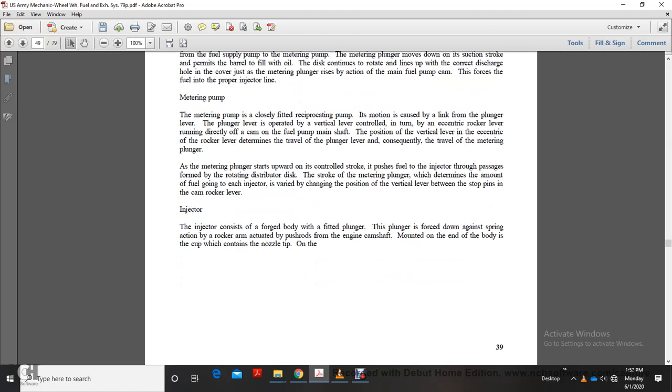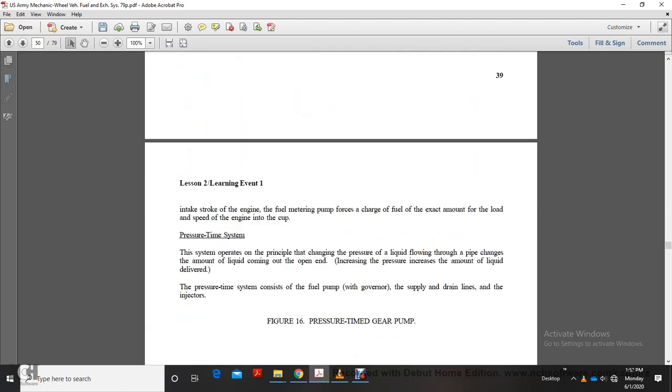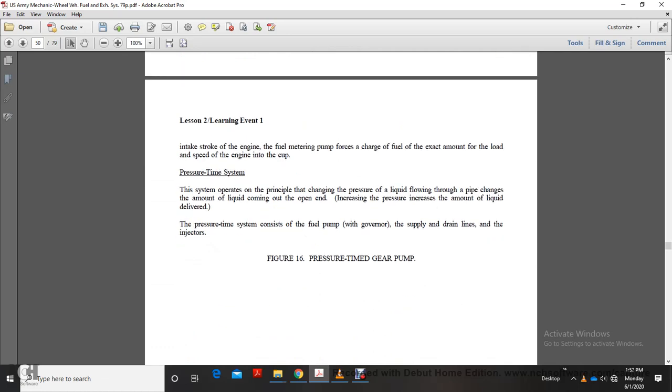The injector consists of a forged body with a fitted plunger. The plunger is forced down against the spring when the rocker arm, actuated by the push rod from the engine camshaft, pushes it. At the end of the body is a cup which contains the nozzle tip. On the inside stroke of the engine, the fuel pump and metering pump charge the exact amount of fuel for the load and speed of the engine to the cup.